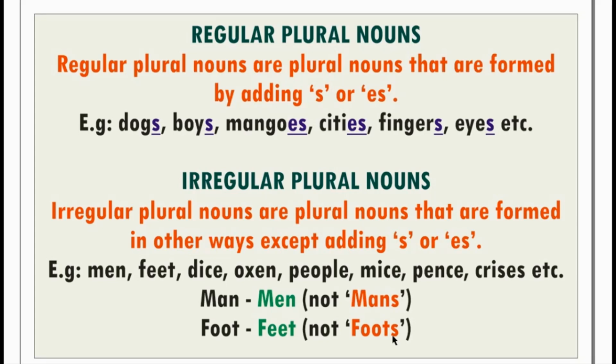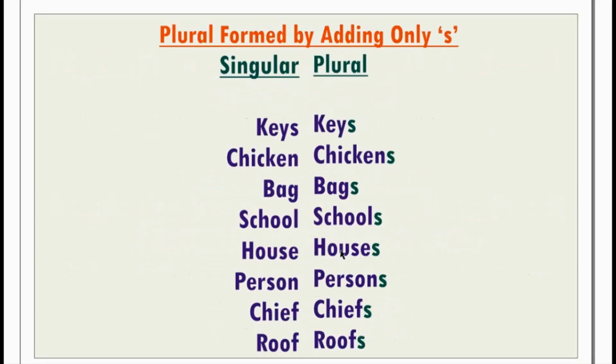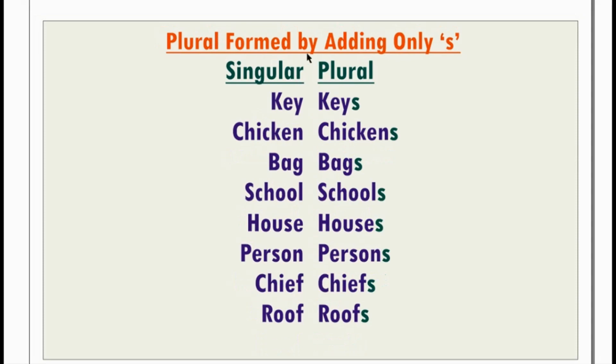We cannot predict them. Now let's come to different ways in which we form plural of noun. Plural formed by adding only s. Here we add only letter s to make the noun plural. For example, key, K-E-Y, the plural is keys. Chicken, chickens. Bag, bags. School, schools. House, houses. Person, persons. For person, the plural can be irregular, as in people, or regular, persons, any of the two. Chief, chiefs. Roof, roofs, and the rest.